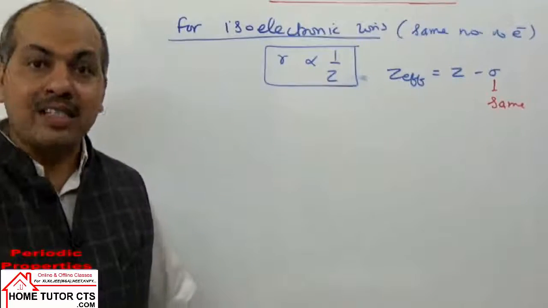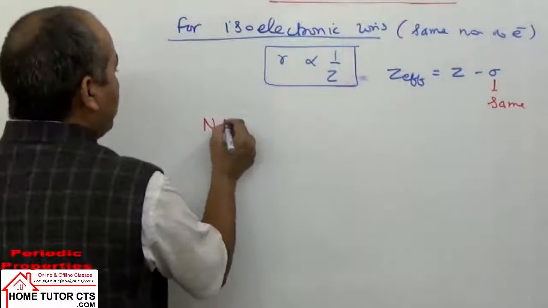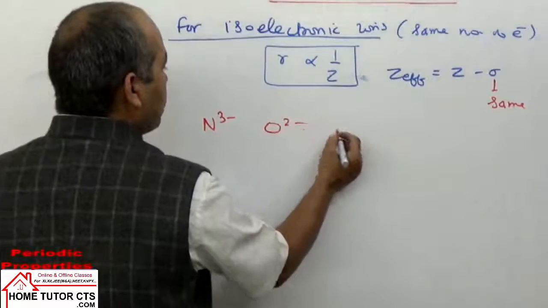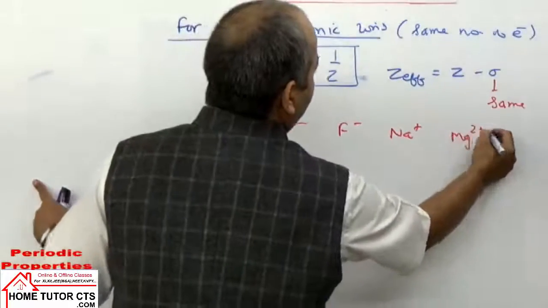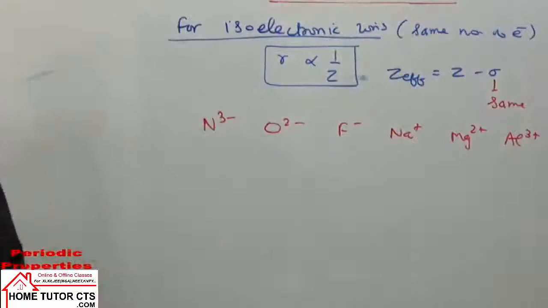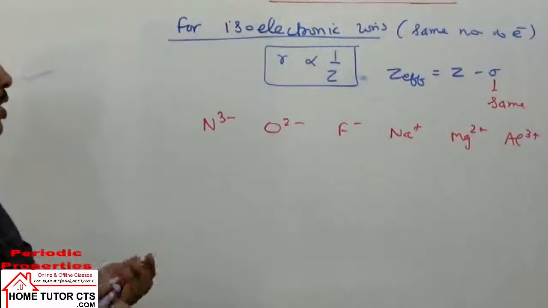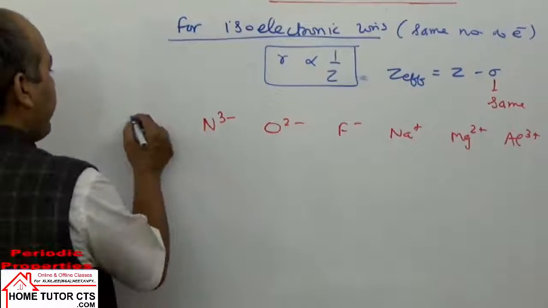Isoelectronic ions size comparison. Take the example of the ions N3 minus, O2 minus, F minus, Na plus, Mg2 plus, Al3 plus. Commonly in examinations they give such ions to you. If you compare the size of these ions, can you tell the order of their radii?